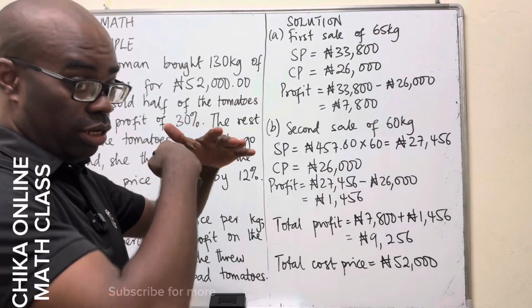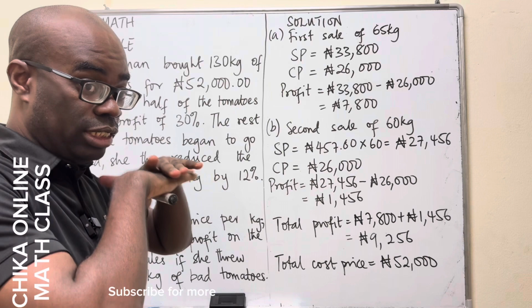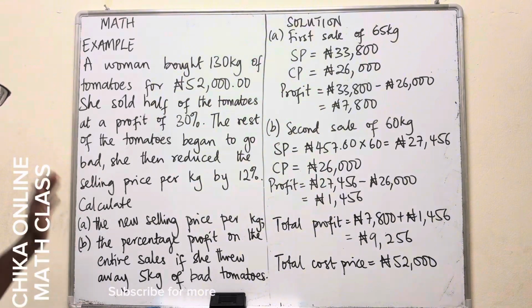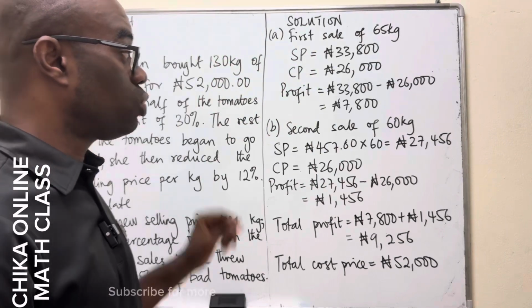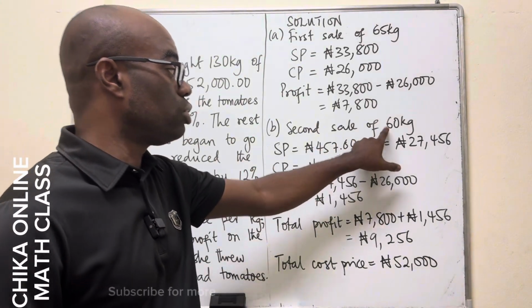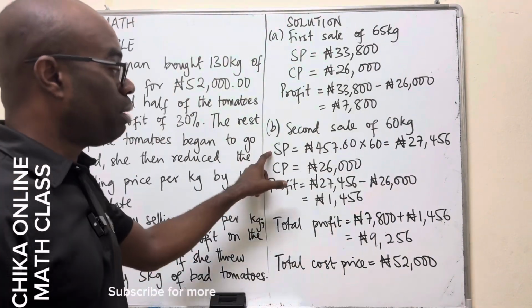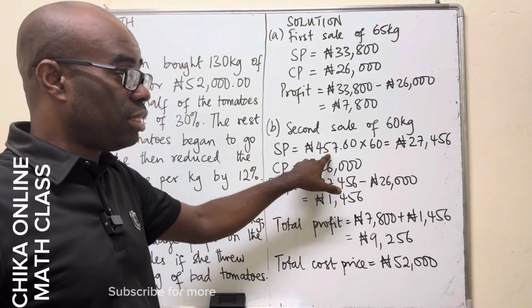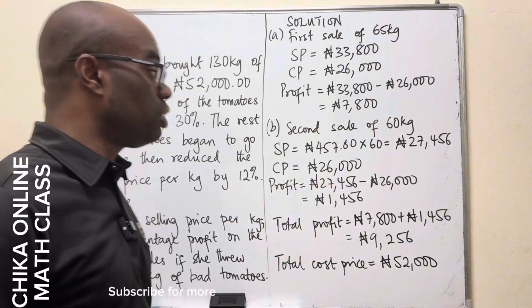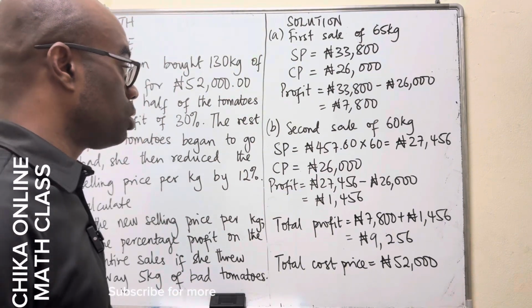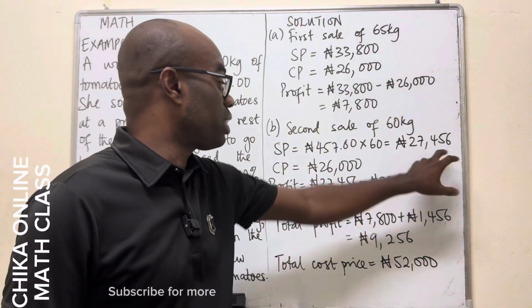Okay. Now remember that it says she threw away 5 kg of bad tomatoes. So initially she sold 65 kg out of 130 kg. So what is remaining is 65 kg. But out of that 65 kg, she threw 5 kg away because they have gone bad, very bad. Okay, so if you remove 5 kg from the 65 kg remaining, you have 60 kg. So second sale of 60 kg. Remember that we got the new selling price per kg to be 457 naira 60 kobo. So multiply it by 60 kg so that you can find the amount she realized after selling the remaining 60 kg. So if you do this times 60, you get 27,456.